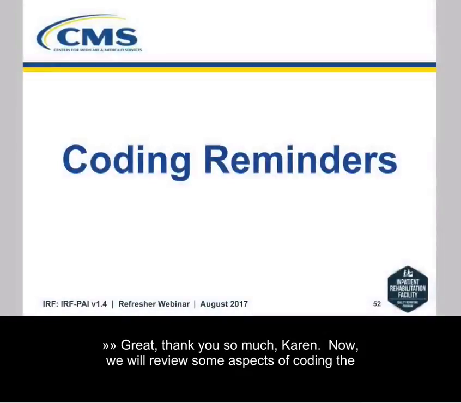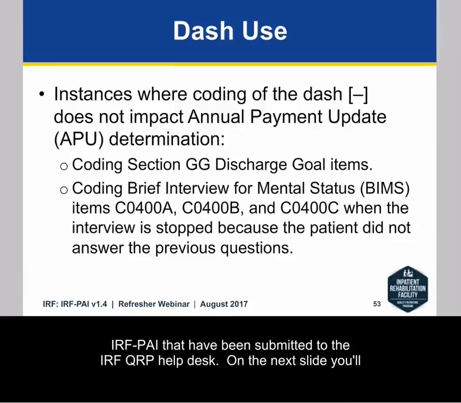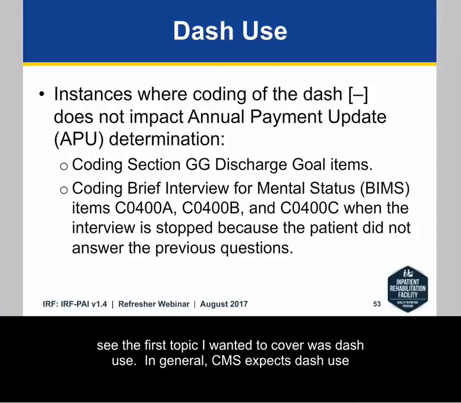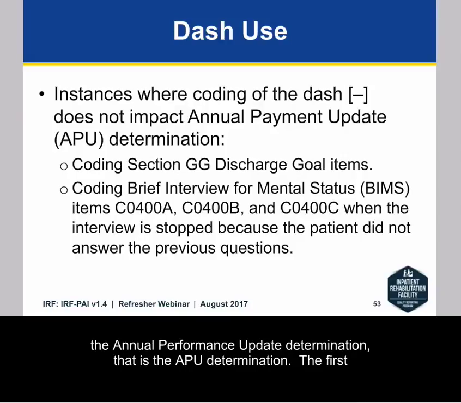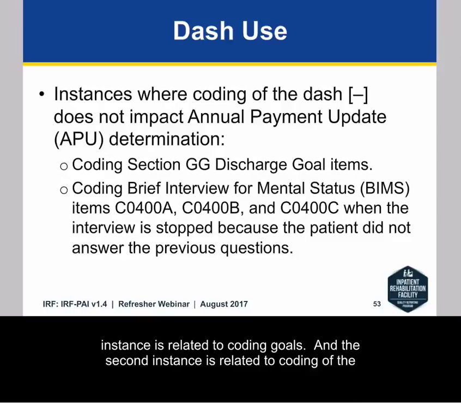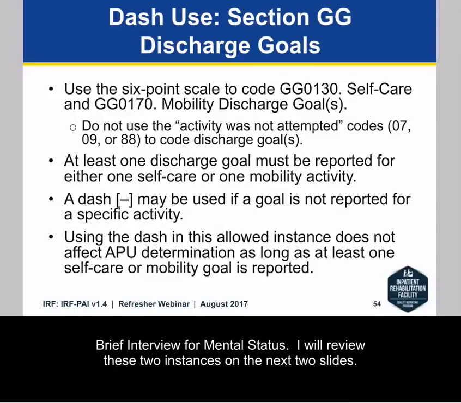Now we'll review some aspects of coding the IRF-PAI that have been submitted to the IRF QRP Help Desk. On the next slide, you'll see the first topic I wanted to cover was dash use. In general, CMS expects dash use to be a rare occurrence. There are two instances where coding the dash does not impact the annual performance update determination, that is the APU determination. The first instance is related to coding goals, and the second instance is related to coding of the brief interview for mental status. I will review these two instances on the next two slides.